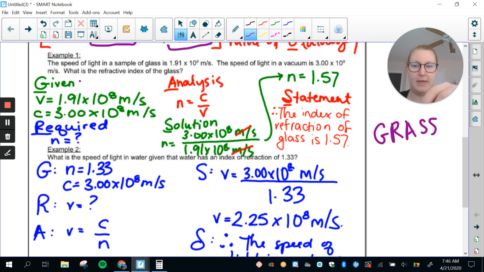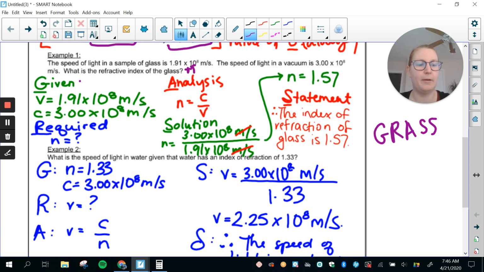What's required of me is often listed at the end of the question. So in this question, it says, what is the refractive index? Refractive index is the same thing as index of refraction. So that's the same thing as N. Okay, so between these three quantities now, I need to use the formula.